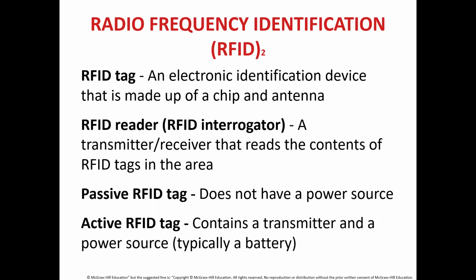A passive RFID tag does not have a power source. An active RFID tag has its own transmitter and power supply, typically a small battery. The power source runs the microchip's circuitry and broadcasts a signal to the reader, very similar to the way cell phones transmit signals to a base station. Passive RFID tags draw power from the RFID reader, which sends out electromagnetic waves that induce a current in the tag's antenna.